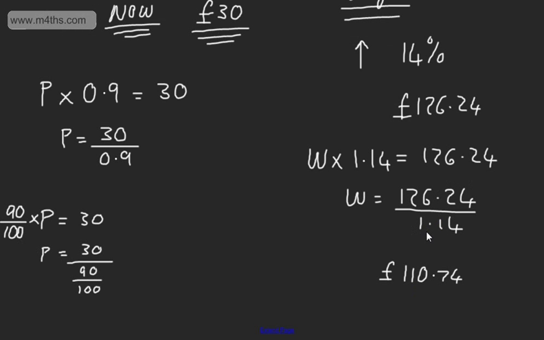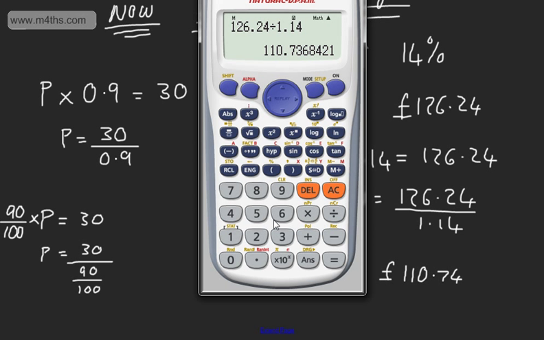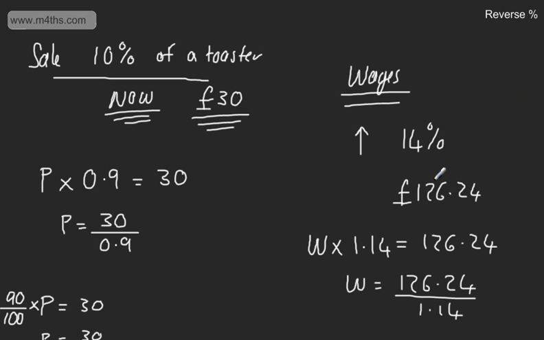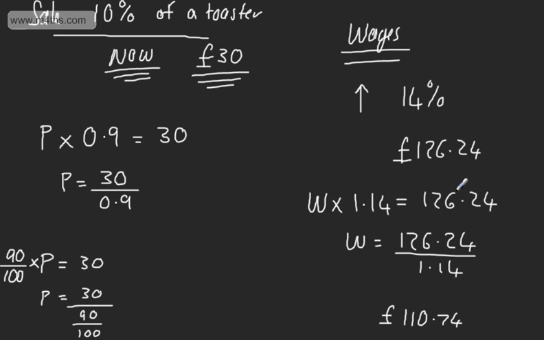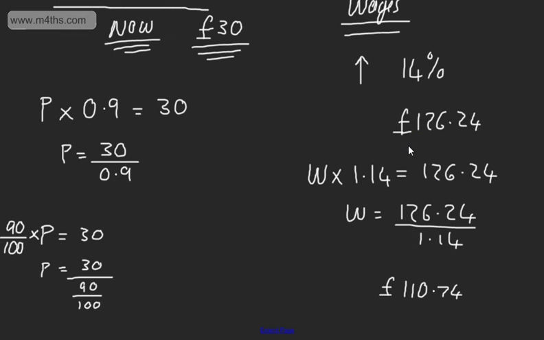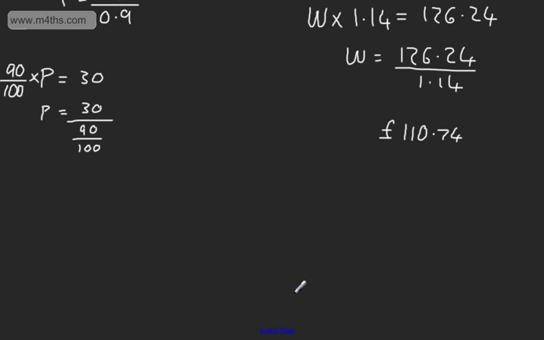Now, if you think about it here, if we go ahead and increase this by 14%, we'd multiply it by 1.14. So if I multiplied it by 1.14, we're going to get exactly what we expect of £126.24. So we can see we're working backwards. It's not a case of finding 14% of this value and taking it off. It's considering what the value was before and then using a multiplier.